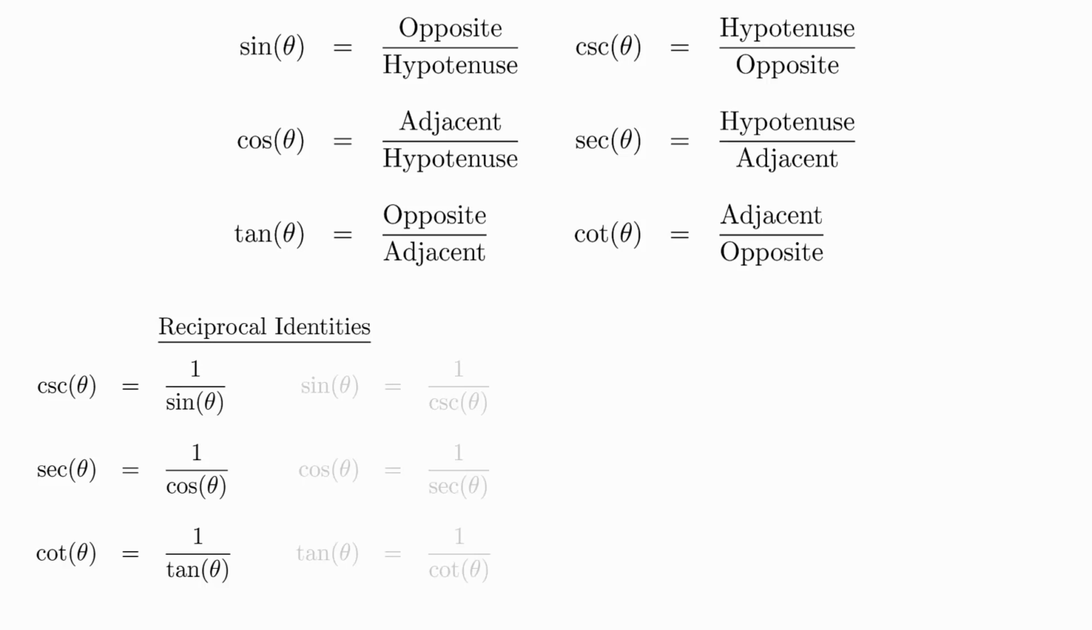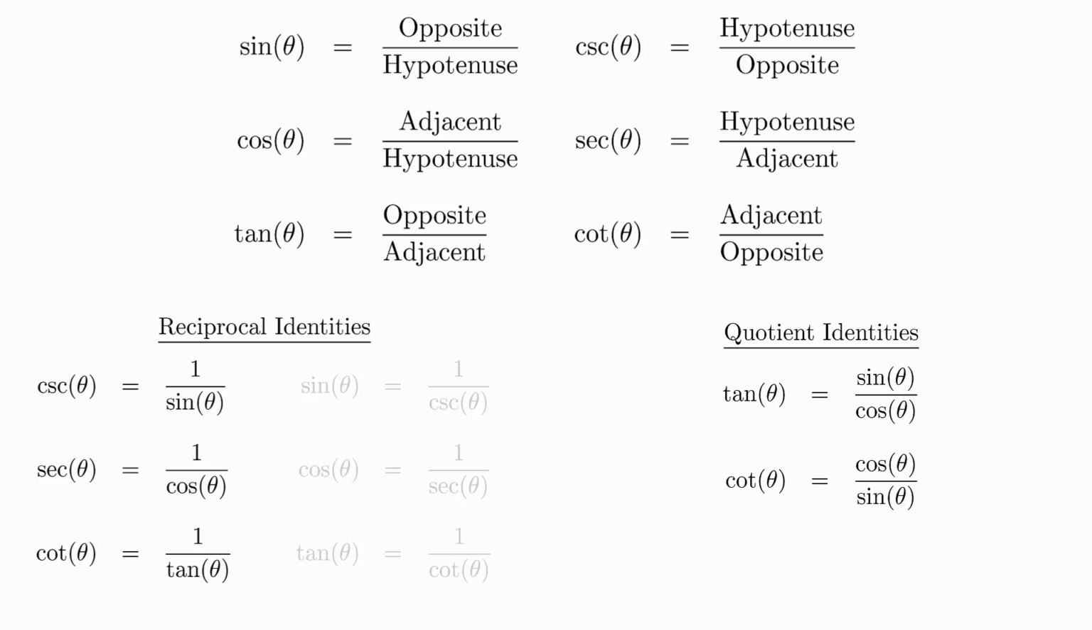There is another collection of formulas, known as the quotient identities. These show some more of the relationships between the different trigonometric functions. And even though there are 2 of these, you really only need to know this one. Again, you could derive the other one by taking the reciprocal.